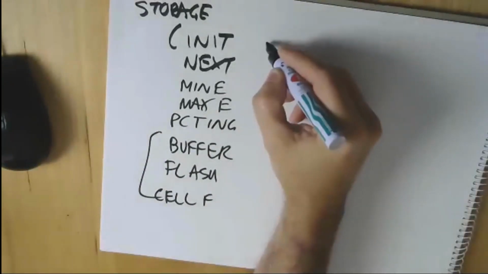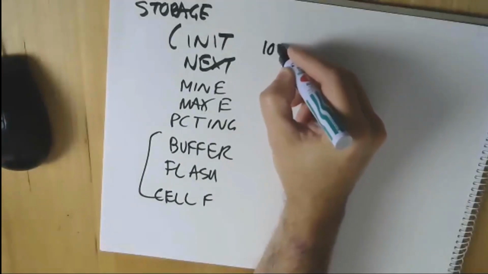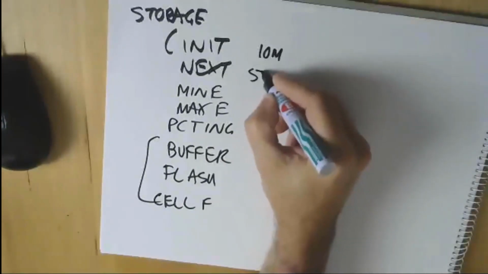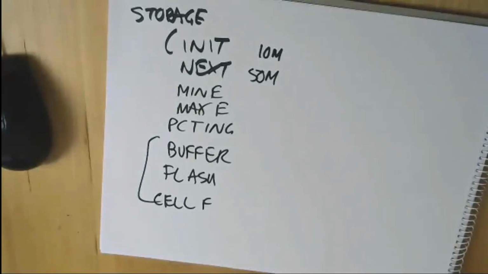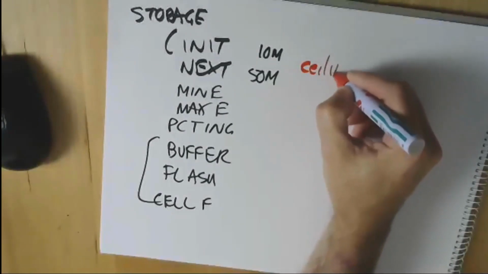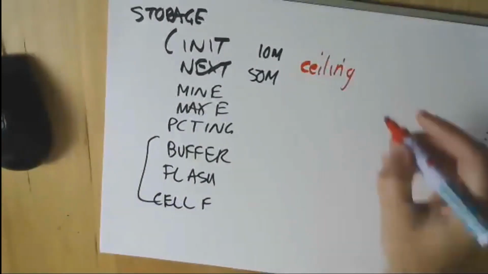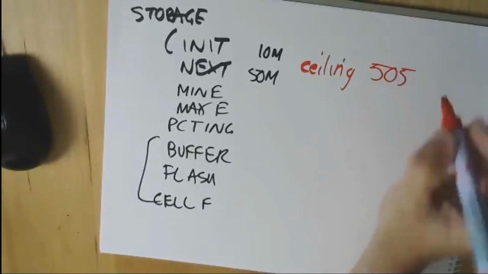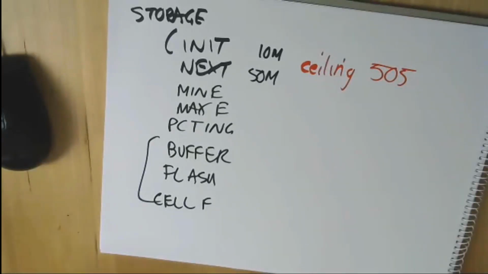First, initial: you can choose an initial size, say 10 megabytes. You could choose a next size, say 50 megabytes. These used to be important way back in the day, because back in the day, there was a ceiling on how many extents you could have. On an 8K block size, you had 505 extents, and that was it.